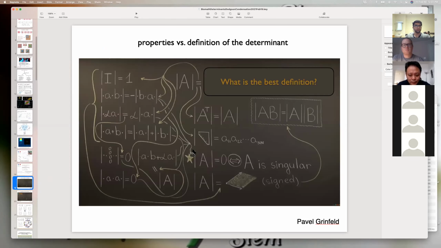All right, but one of the things that we're still a little vague on is what really is the best definition of a determinant. This is a blackboard from a YouTube video that I watched and enjoyed a lot. It's writing a whole bunch of properties of the determinant. The determinant of the transpose of a matrix is the same as the determinant of that matrix. If you can get an upper triangular matrix, its determinant is just the product of its diagonal entries. Here's that parallelogram thing that we were talking about.